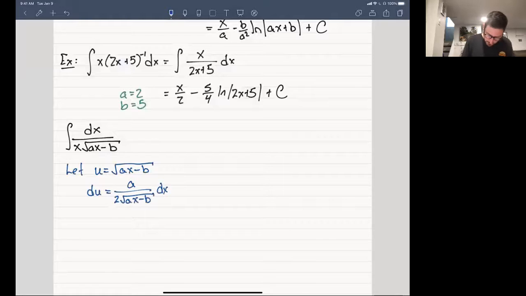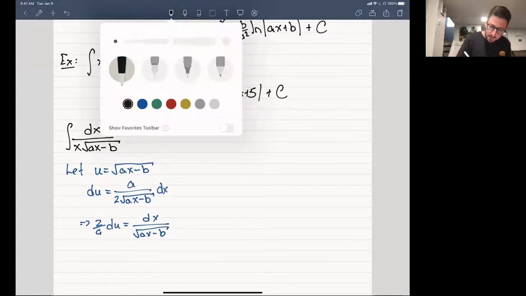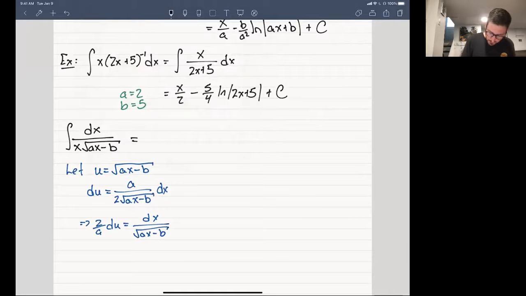Now, what this really tells me is that 2 over a du is equal to dx over the square root of ax minus b. So that's kind of interesting, right? Because I don't think we've seen an example like this before. What we see here is that actually the dx is doing the substitution, because the square root is disappearing with the dx substitution. So I get du in here.